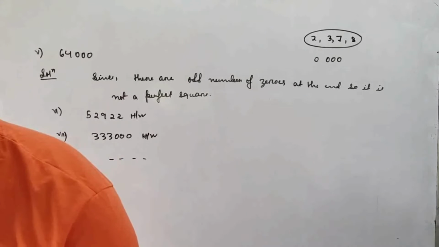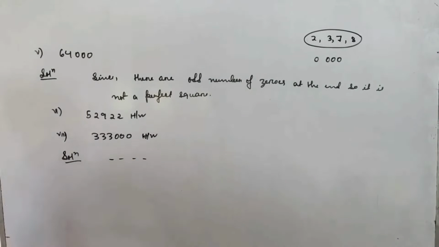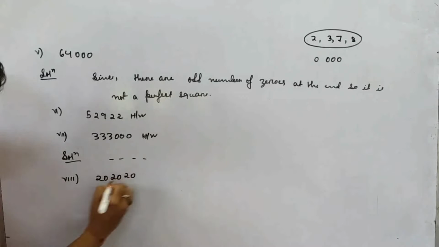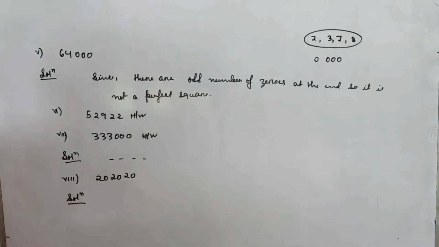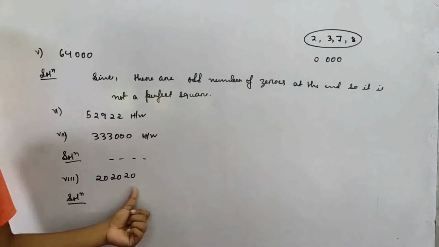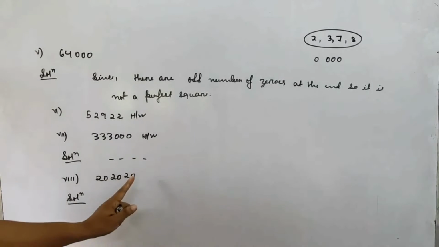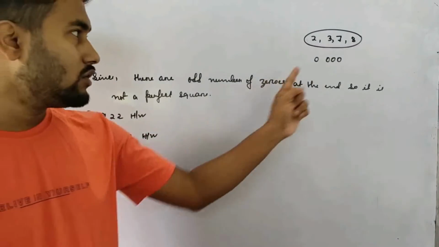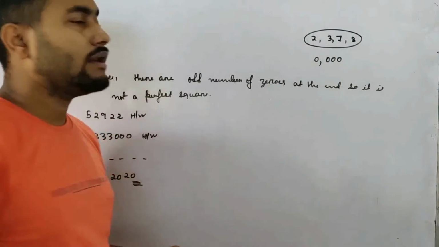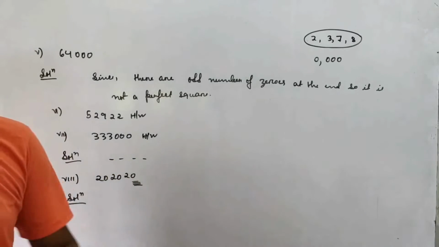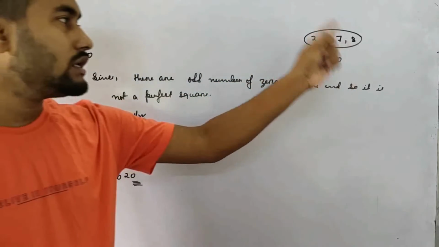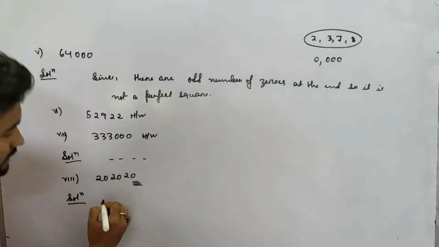Next, number 8. 202020. How many zeros are there at the end? At the end you calculate, not this one, not this one. At the ending position. How many zeros are there? 1. And 1 is an odd number, isn't it? So an odd number of zeros are at the end. So what will be your sentence? Since there are an odd number of zeros at the end, so it is not a perfect square.